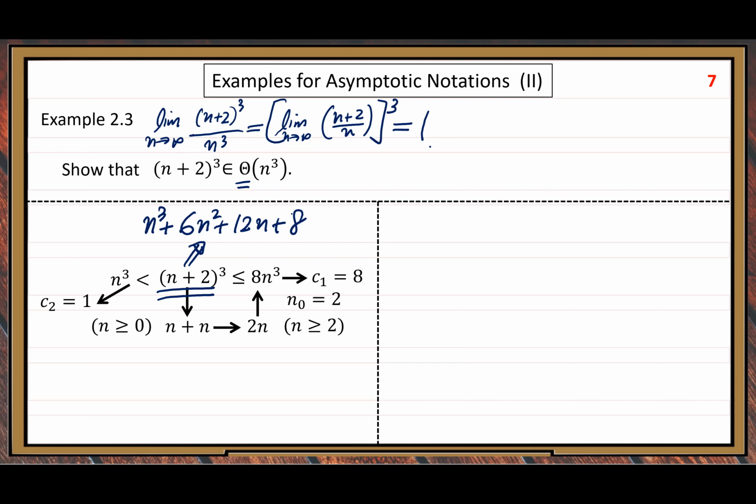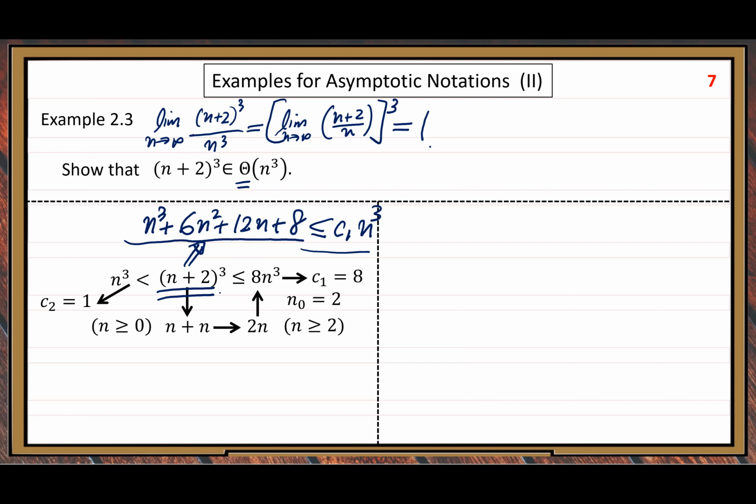Now, it's correct, but if you work on this polynomial, is it much harder? If you want to use a constant multiple of n cube, C1 n cube, for the upper bound, that would be pretty hard, right? Think about that. Many students did it this way, so it's not recommended.